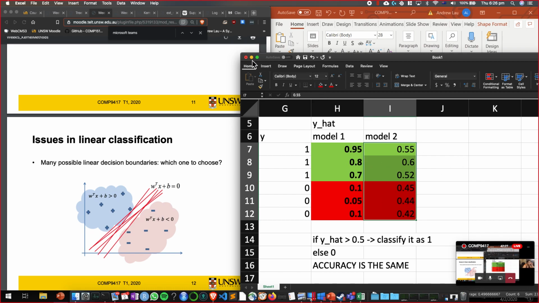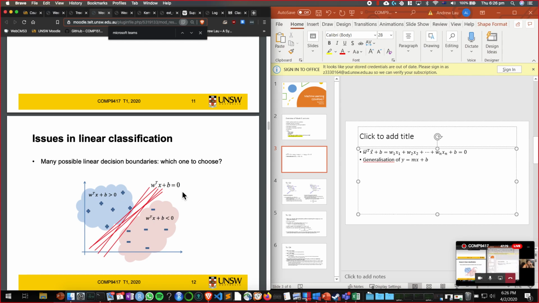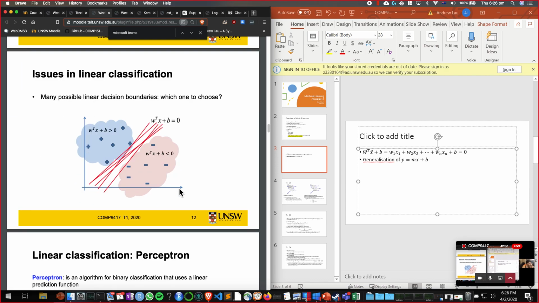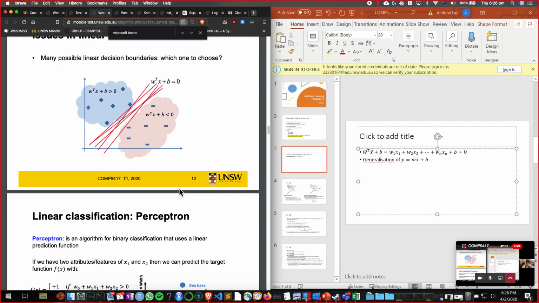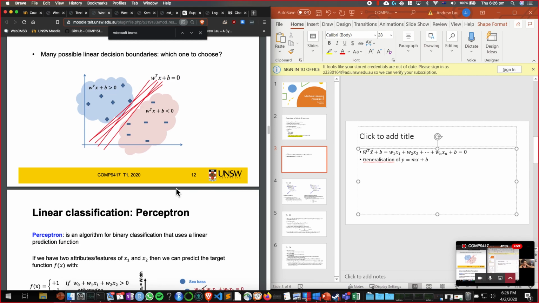So we want to quantify that, and there's a couple of different ways. One is the loss function. The other is what we call a margin, which is related to the support vector machine, which we'll cover in a bit. Yep. Sorry.